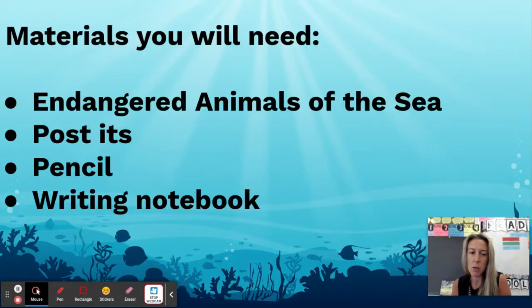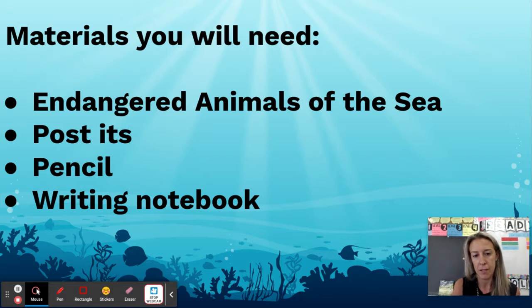The materials that you will need for today and every day are your Endangered Animals of the Sea book, some Post-its, a pencil, and your writing notebook. Each day we will have 2 lessons. We will have a lesson in reading. You will go off and do some independent work, and then you will come back for a writing lesson.